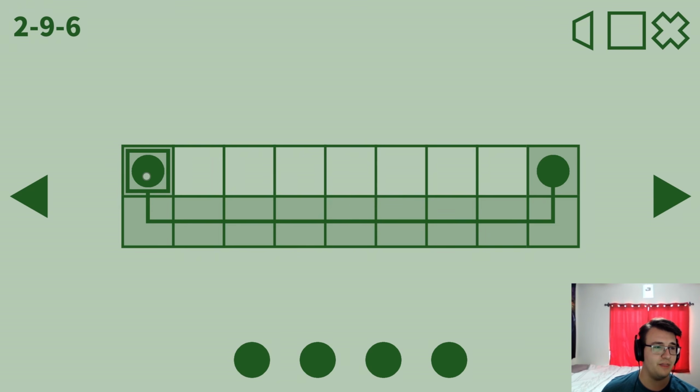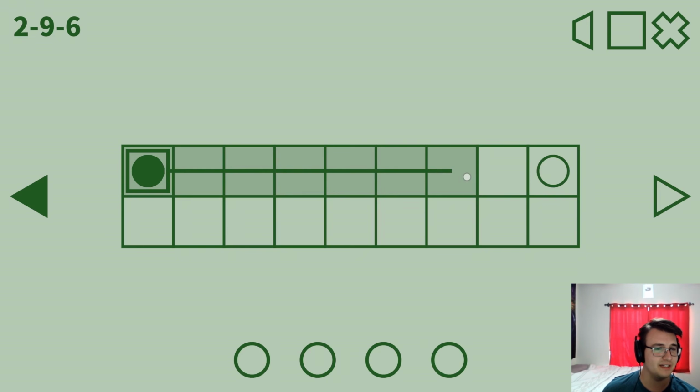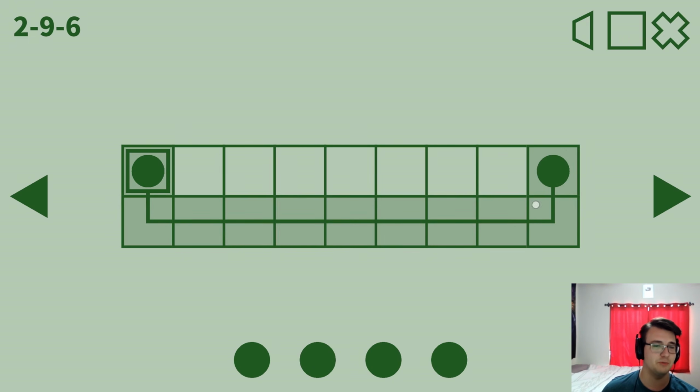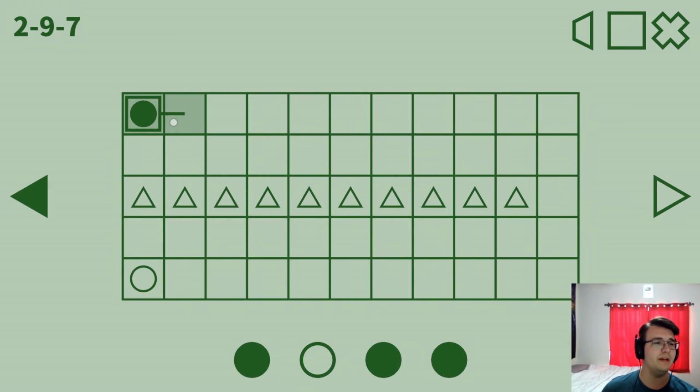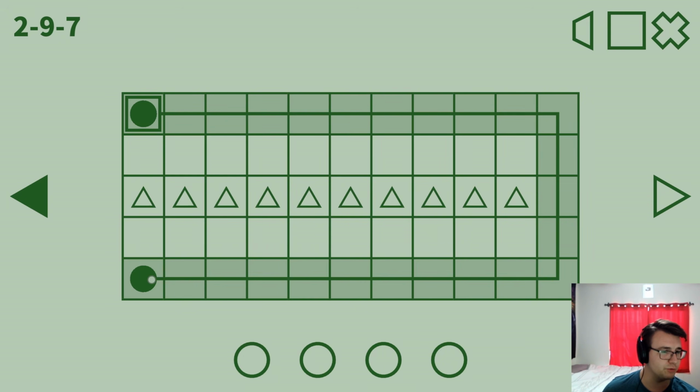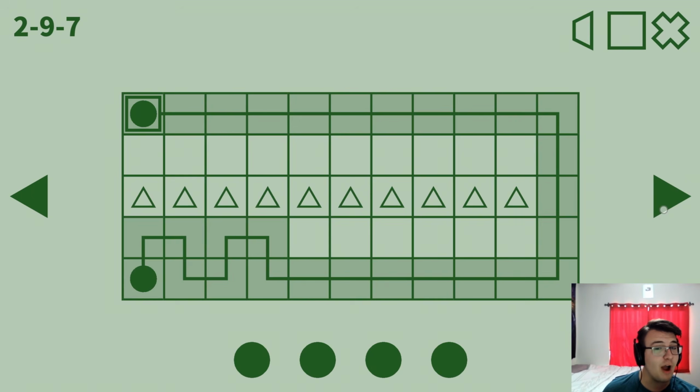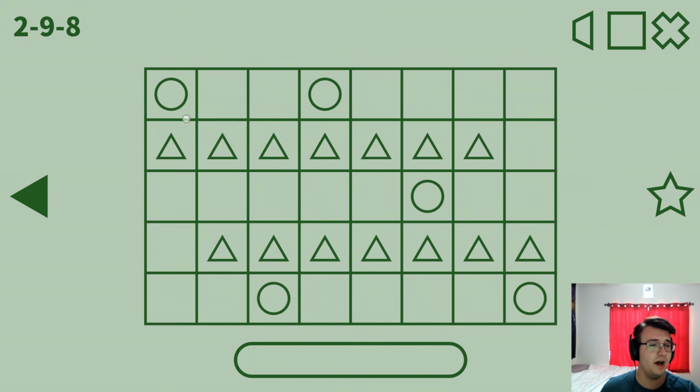Hold on. So wait, this was 1, 2, 3, 4, 5, 6, 7, 8, 9, but this was 11. So we need a prime number here. Oh, I have to do a lot of counting then? So 1, 2, 3, 4, 5, 22, 23, 24, 25. Nearest prime is 29. So I gotta do something like this. That's 2 extra, and this is another 2 extra. It is prime numbers. Oh my God.